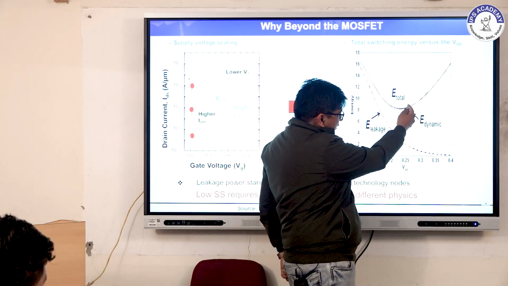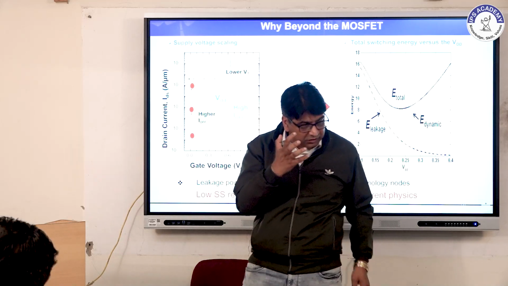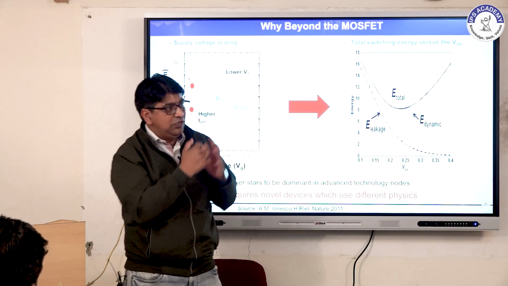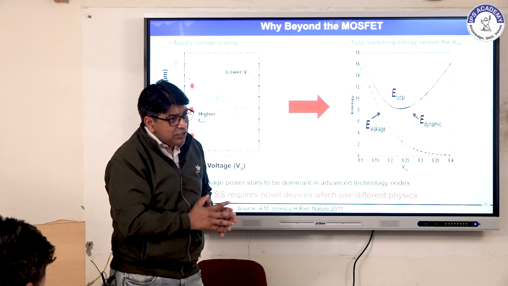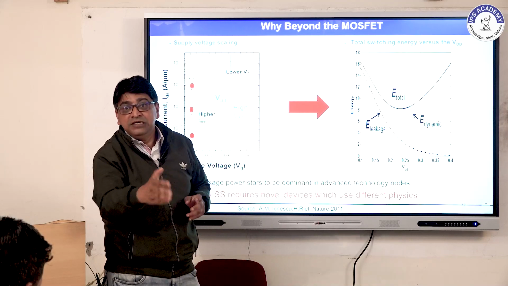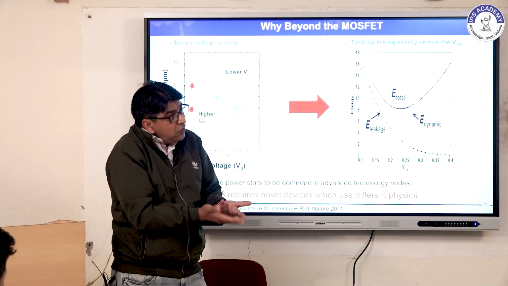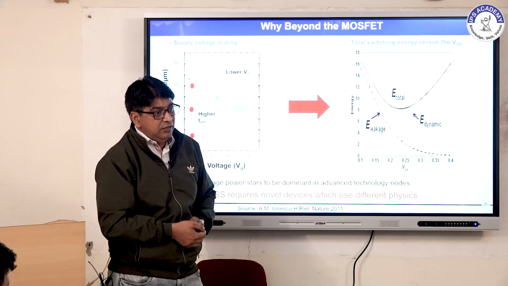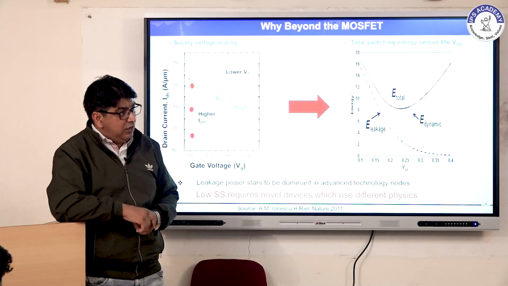It means after this supply voltage, if you scale down the supply voltage, the total energy consumed by the chip is going to increase. And the reason behind it is the subthreshold leakage current. Other leakage you can control, but subthreshold leakage you cannot control because it's a MOSFET behavior. MOSFET behavior is like that: it cannot be below 60 millivolt per decade. Okay, so we are searching for a new device that will overcome such issues.